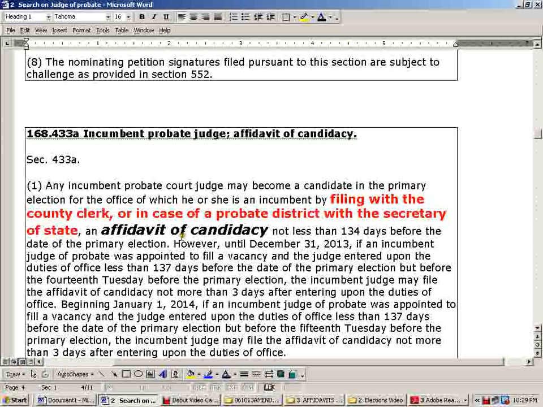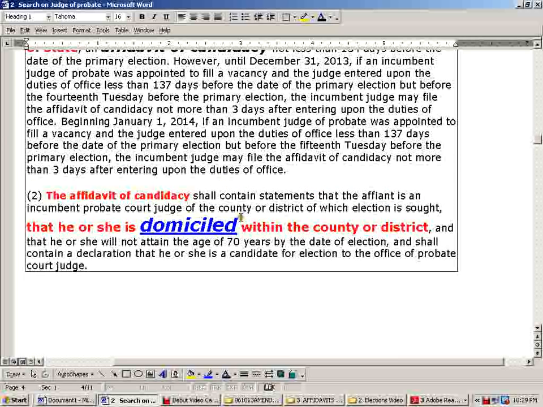See, all these things, when you start looking at what it takes to be a judge, again, this is out of the election code. 168's election code. So it's in there. It says these are the things they have to have. Domiciled. Love that word. He's domiciled. But where's his affidavit of candidacy? We're trying to become domiciled. That means you're a registered qualified elector within your county.